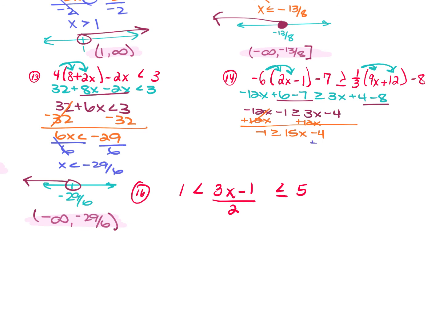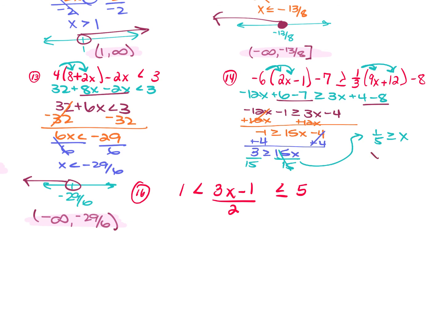From here, I'm going to add the 4 to both sides and get positive 3 is greater than or equal to 15x. From here, we can divide each side by the 15, and this gives us 1 over 5 is greater than or equal to x. This does not have x first. You need to have x first in order to graph this correctly.